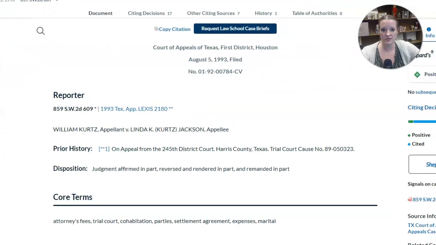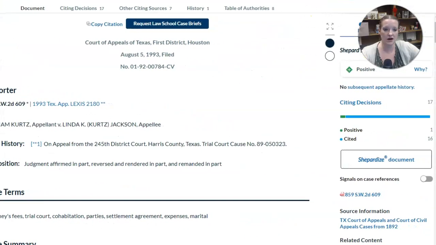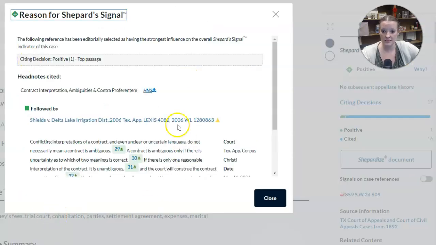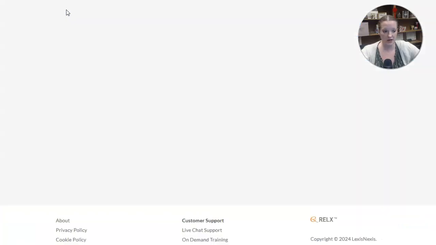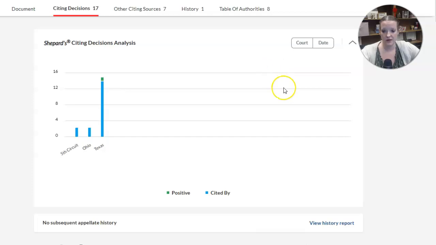And then we can also look to the right. We see our positive signal here. If we were to click Y, the Lex's attorney editors would tell us we think that Shields is most significant, right, with respect to that positive treatment. To get to our Shepard's report, again, we could click Shepardized document, we could click citing decisions here, we could click citing decisions up here. So I'm going to click there again.